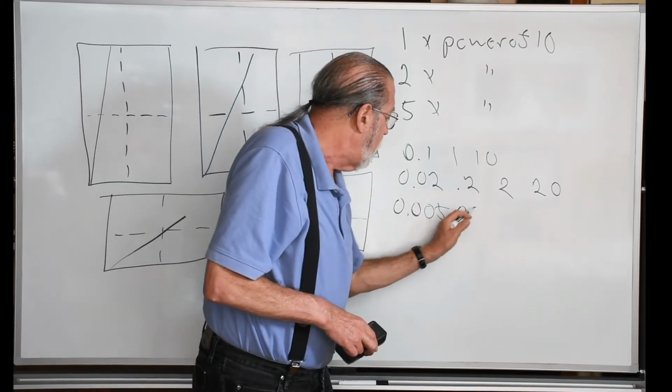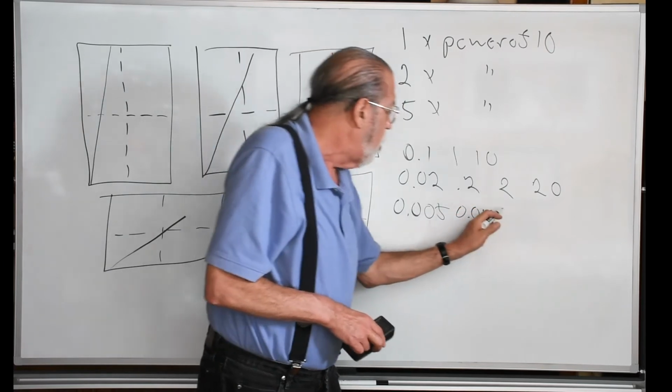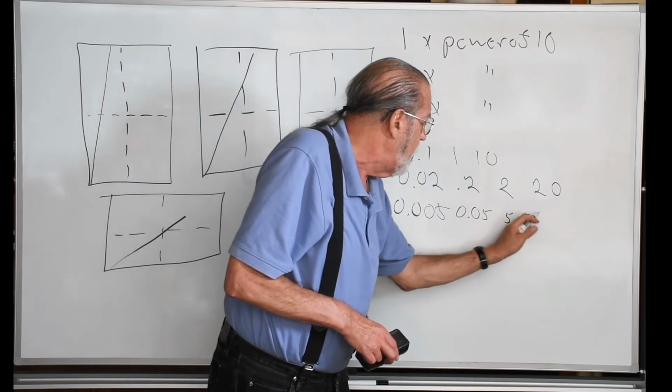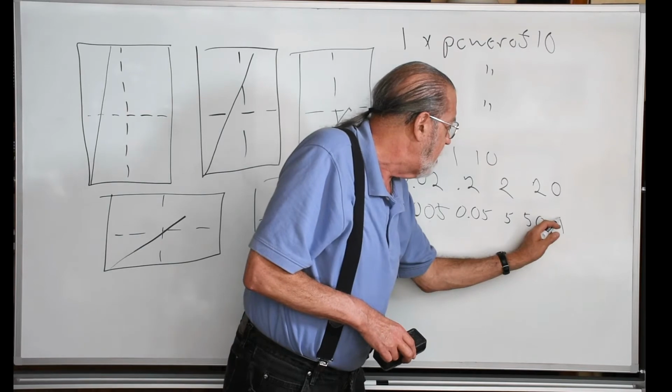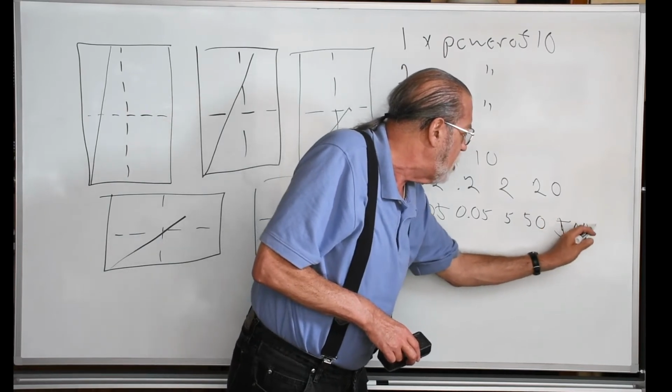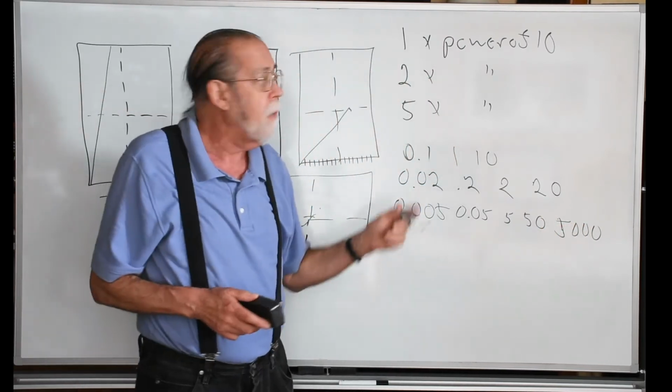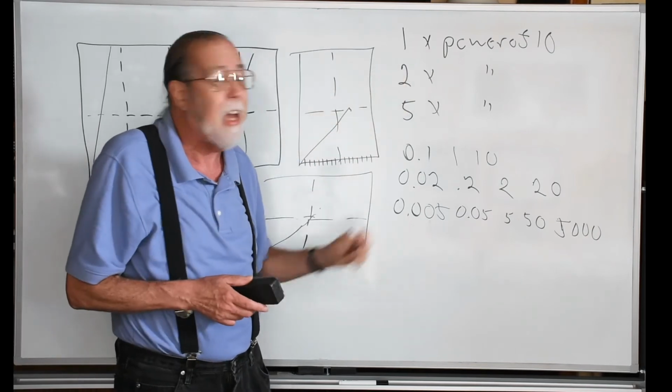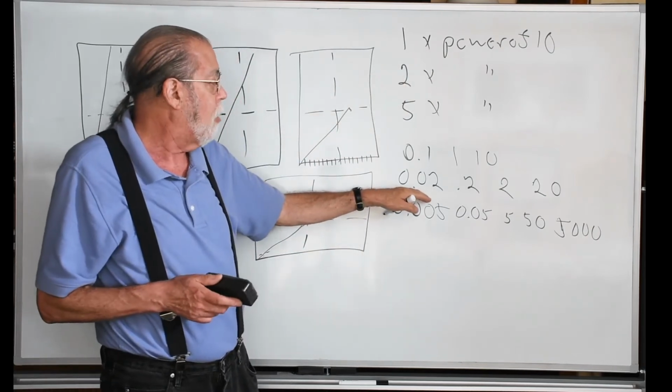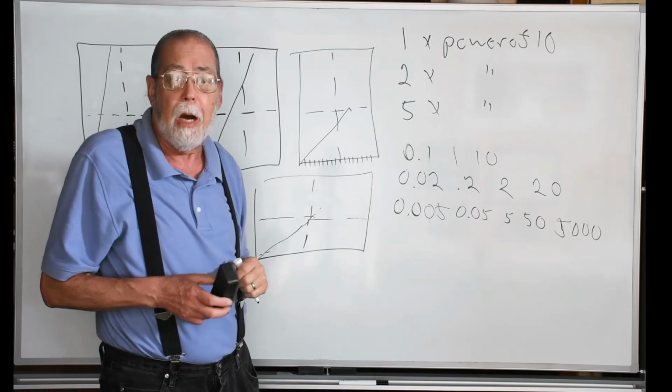or 0.05, or 5, 50. These are 5 times, say 5,000. These are 5 times a power of 10. 2 times a power of 10. 1 times a power of 10.